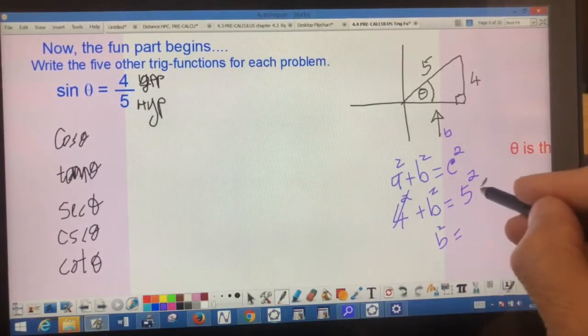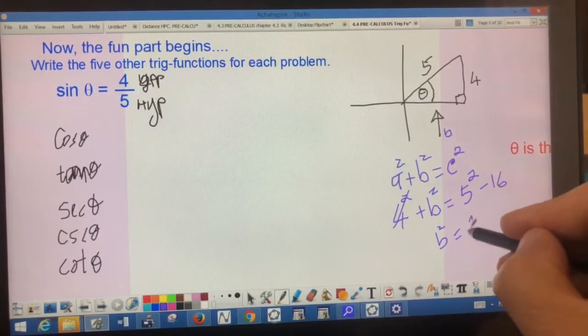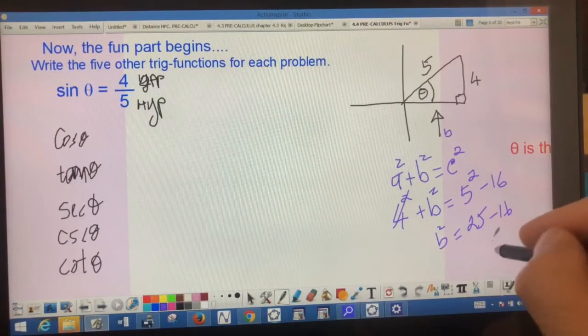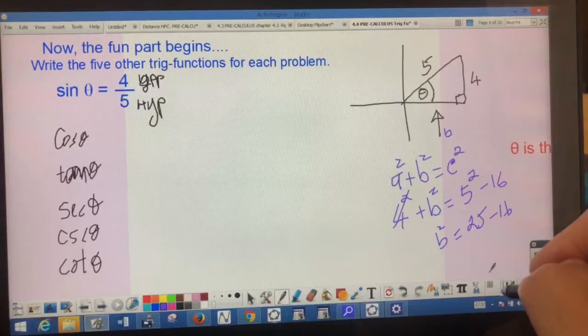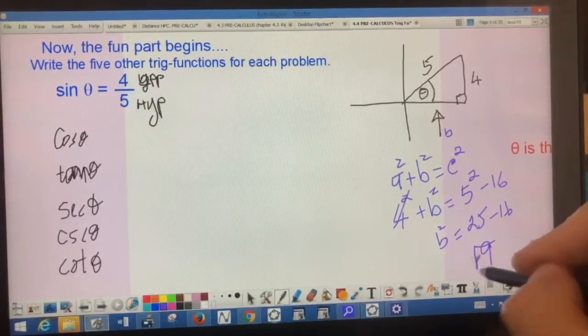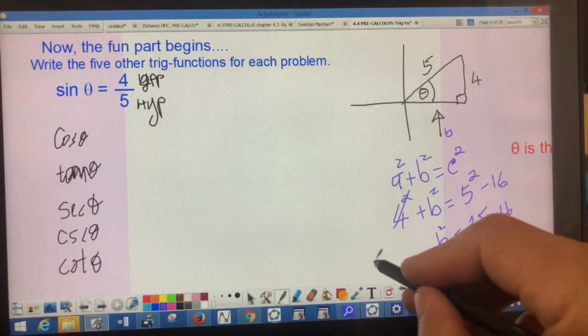Now I'm going to subtract 16 from the 5 squared. 5 squared is 25, so I'm looking at 25 minus 16, which is, what's 25 minus 16? 9, right? Then you root the 9. When you root the 9, it should be positive or negative 3, right?